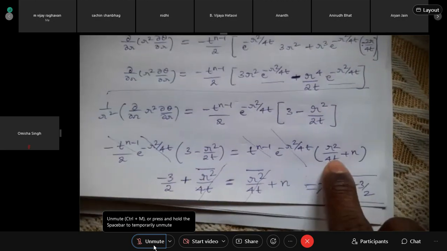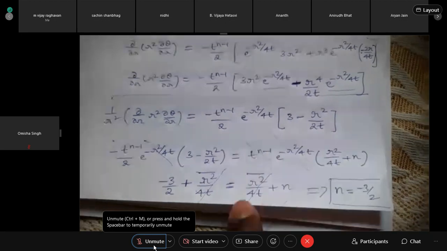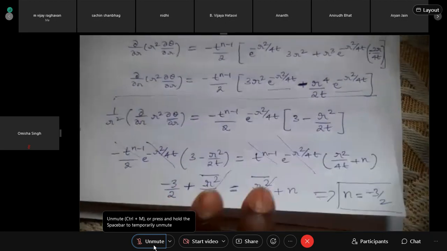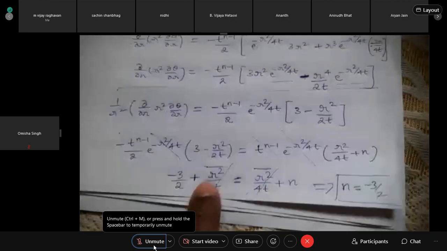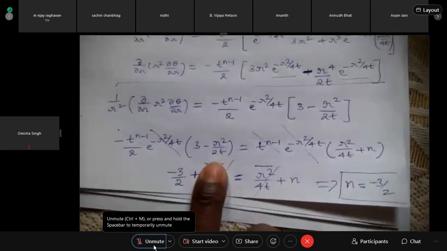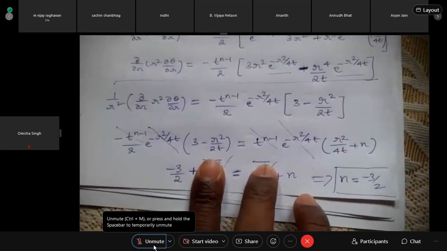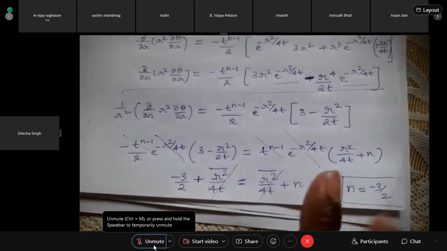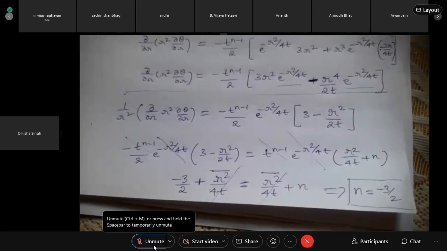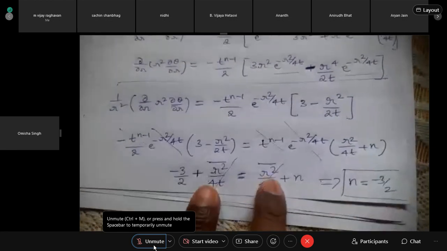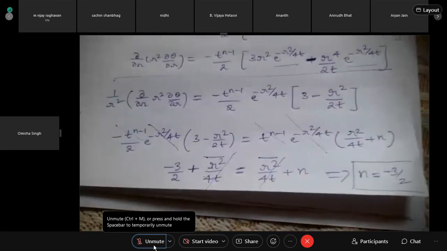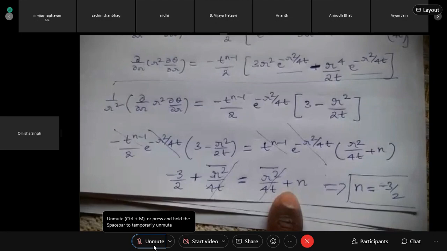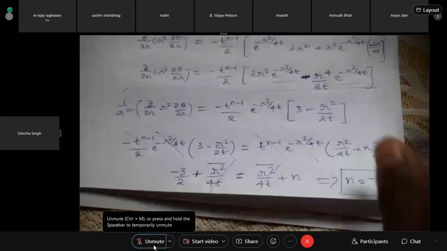Yes, sir. And the last part of this right hand side is r square by 4t plus n. So you can cancel these two, because when you bring this to the other side, assume there is 4 and this is 4. If you bring this to the other side, it becomes minus 4. 4 minus 4 will become 0. Similarly, r square by 4t, when you bring it to the other side, it becomes 0. So we will be left with only n. That value of n is minus 3 by 2. Okay, sir.